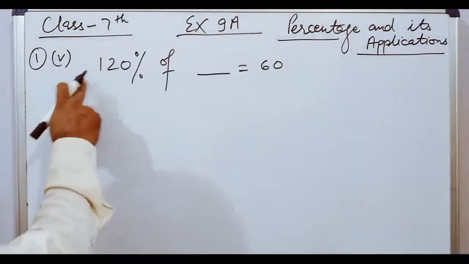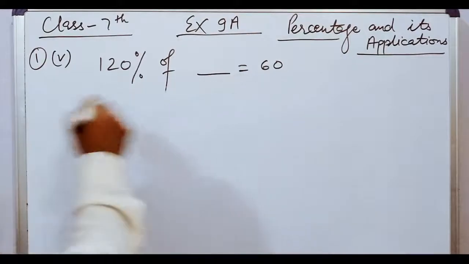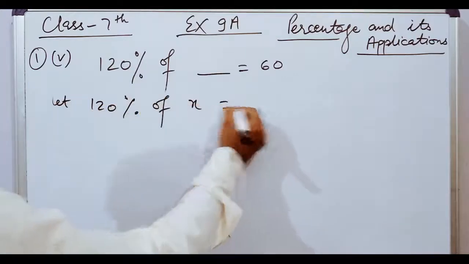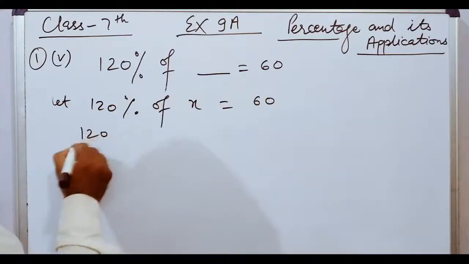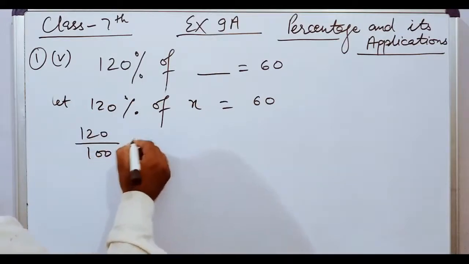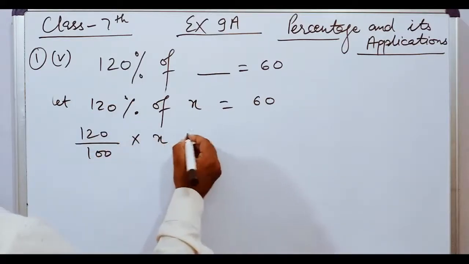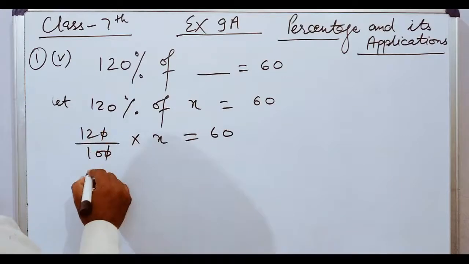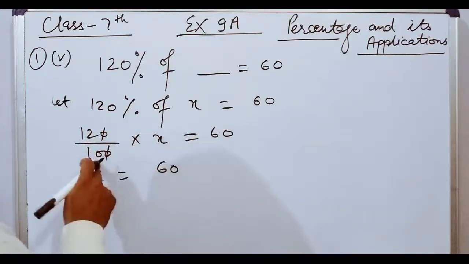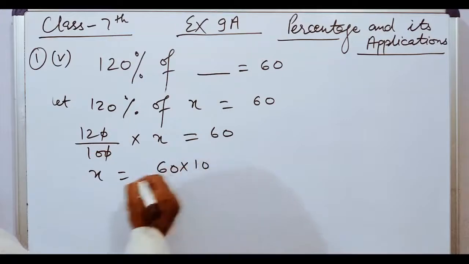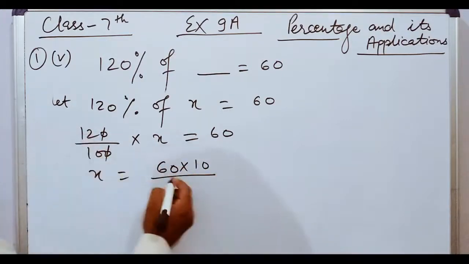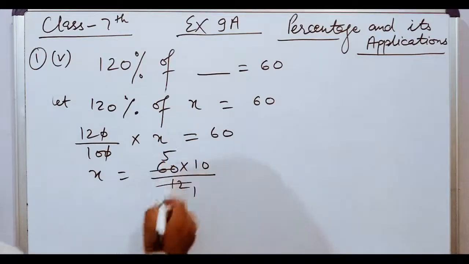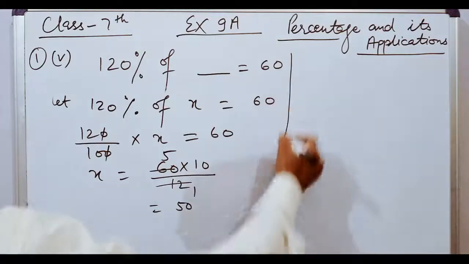Now, fifth part, 120% of dash equals 60. Let 120% of x equal 60. 120 upon 100, of means into x, equals 60. 0 0 cancel. Then x equals 60 divided by 12. It will go that side, then will become multiplier. It is multiplier, will go that side, then will become divisor. 12 1s are 12, 12 5s are 60. It is 50. Okay.